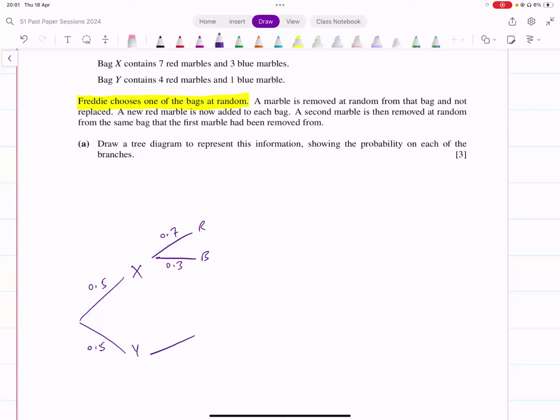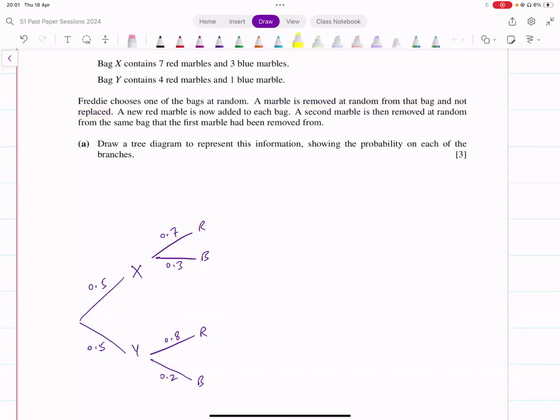And in case it was the bag Y first, you could have a red marble or a blue marble. The probability of red marble is 4 out of 5. That's 0.8. And the probability of having a blue marble is 0.2. This happens in the second step. So this was the second step that we looked at. A marble is removed from the bag and not replaced. What's happening next after this?